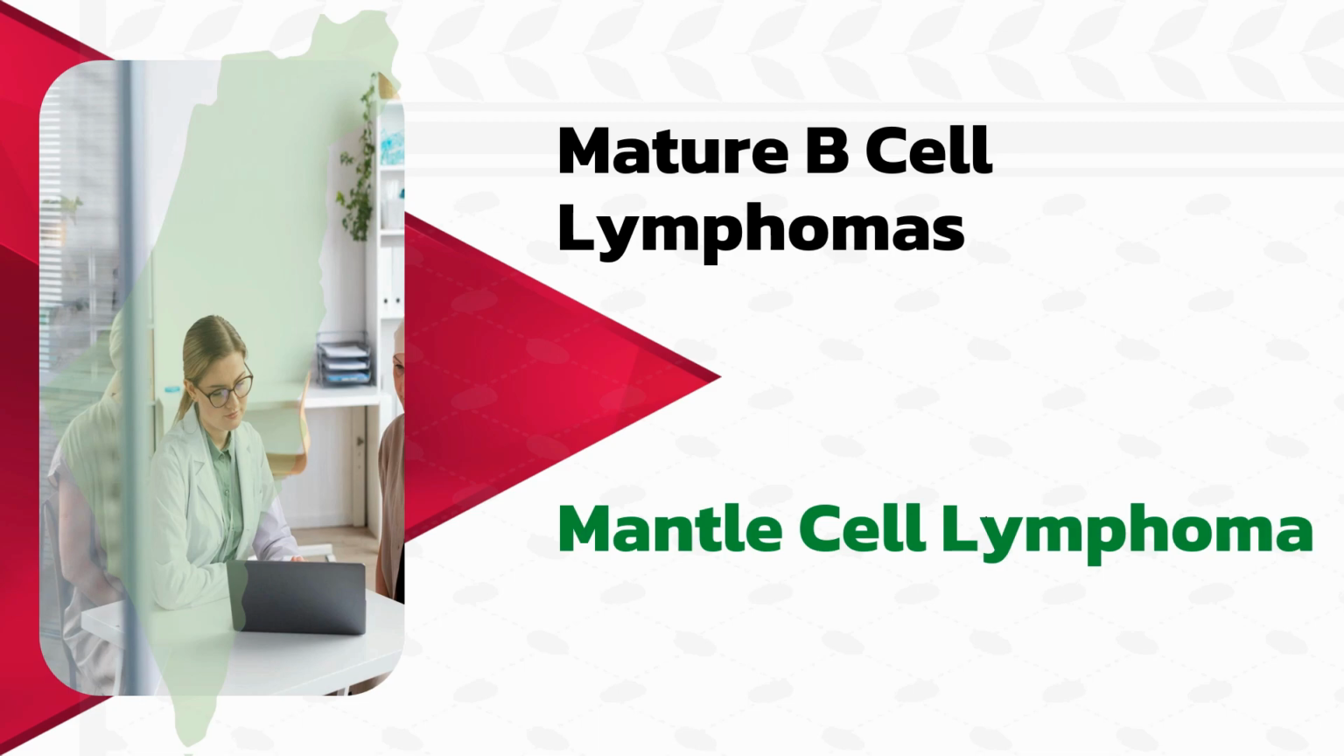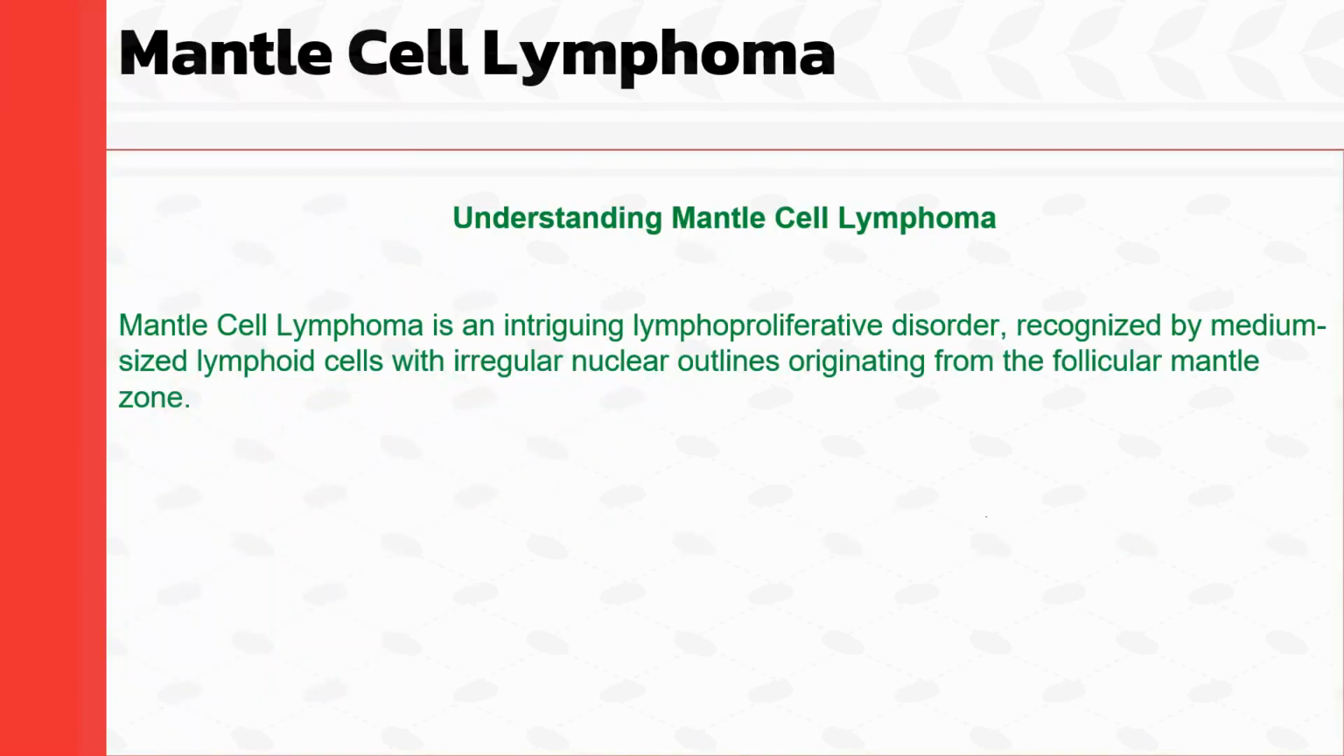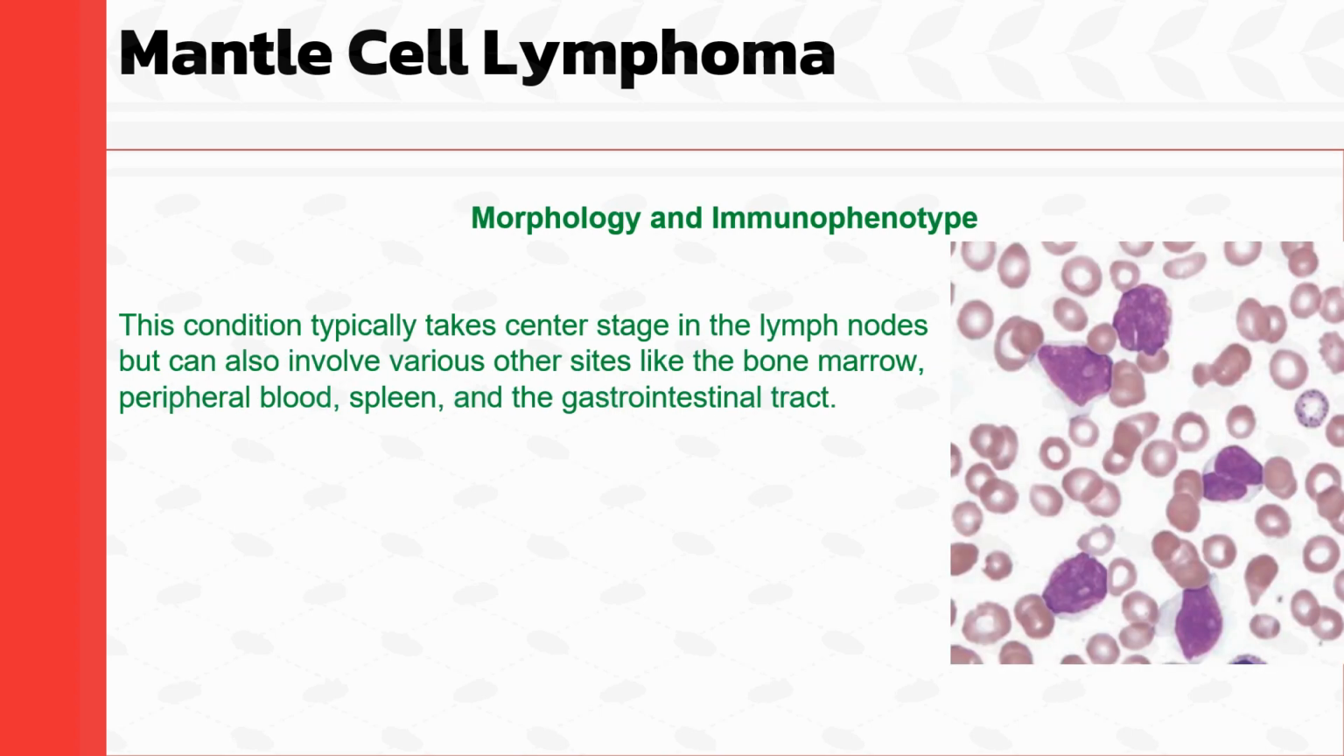Mantle cell lymphoma, a lymphoproliferative disorder characterized by some unique features. We'll explore its distinct morphology and immunophenotype, its clinical aspects, and the prognosis associated with this condition. Let's dive in. Mantle cell lymphoma is an intriguing lymphoproliferative disorder, recognized by medium-sized lymphoid cells with irregular nuclear outlines originating from the follicular mantle zone. This condition typically takes center stage in the lymph nodes but can also involve various other sites like the bone marrow, peripheral blood, spleen, and the gastrointestinal tract.